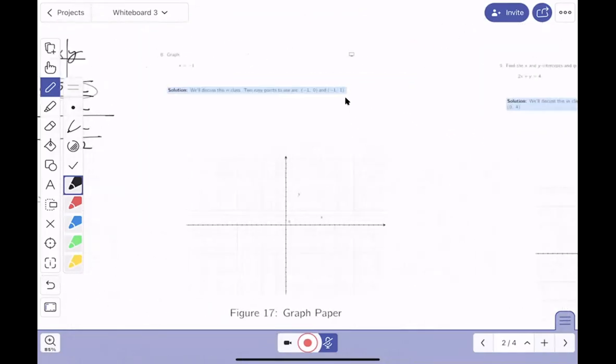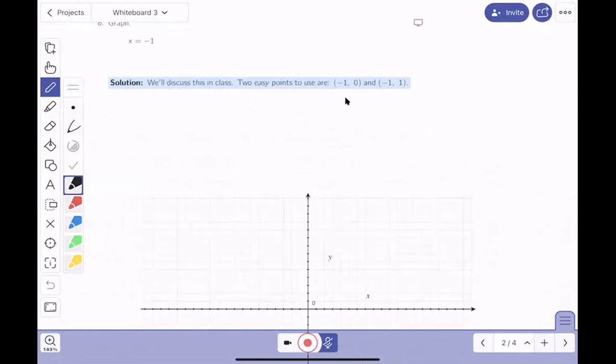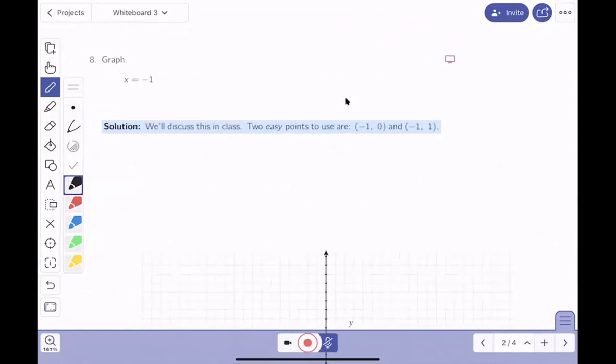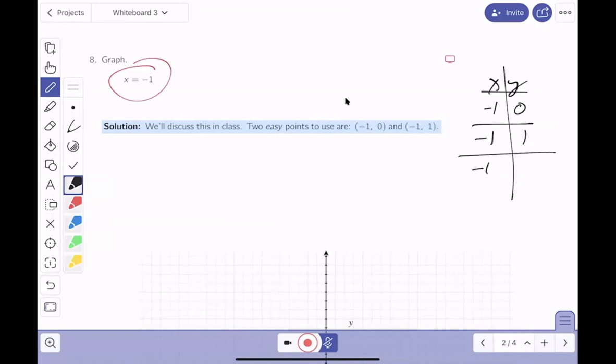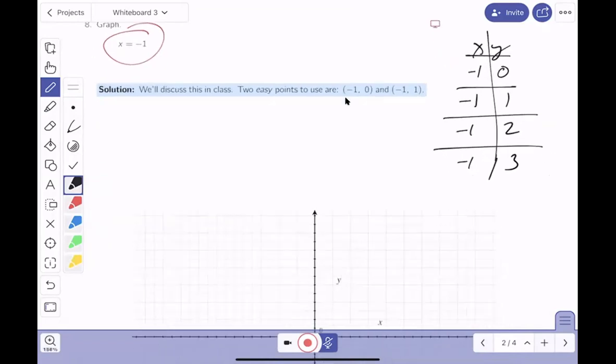Go to number 8. Number 8 looks like a very similar question. Let me put a table down, X and Y. I'll pick X to be, well, I can't pick it to be anything except this. X has to be -1. What's Y? Anything you want. 0. X is always -1. Y can be anything you want, though. It doesn't depend on Y.